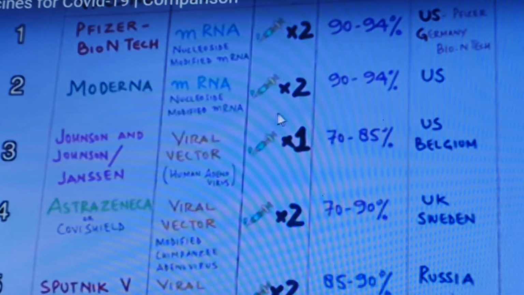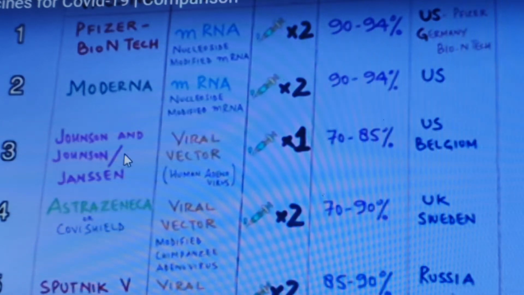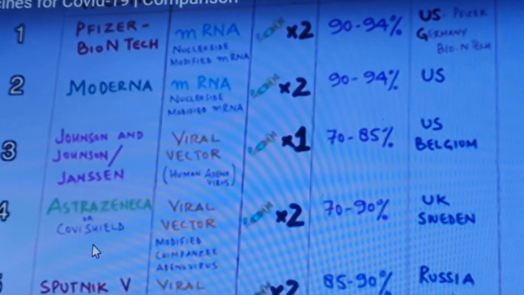Moderna is also mRNA. It's given in 2 doses, and it comes from the US. Then we have Johnson & Johnson, or J&J, together with Janssen. J&J is an American company, and Janssen is from Belgium. They use a viral vector vaccine, and it's given once. The efficacy rate is 70 to 85%. Then we have AstraZeneca and Covishield, a UK-Sweden company combination. They again use a viral vector, given in 2 doses, 70 to 90%.